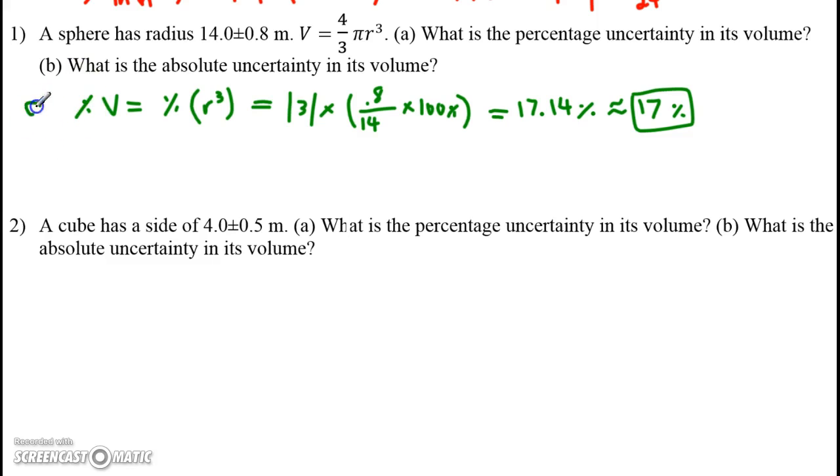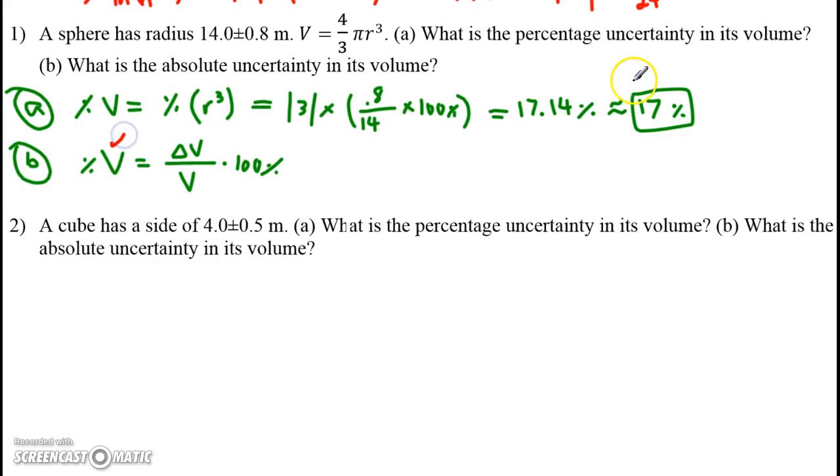Okay, part B, that's all part A. Part B says find the absolute uncertainty in the volume. Well, the percentage uncertainty we know, and we know that the general equation for any percentage uncertainty is absolute uncertainty over the value times 100%. We know this already. It's 17.14. We're looking for that, the absolute uncertainty in volume.